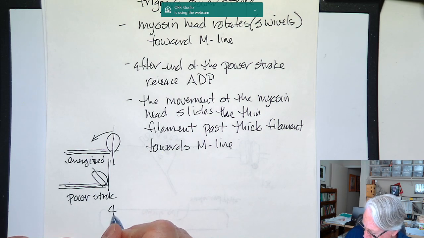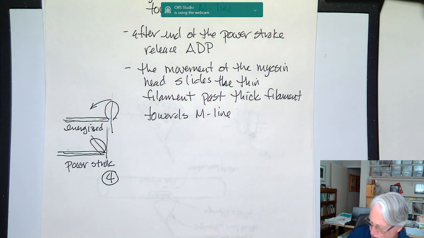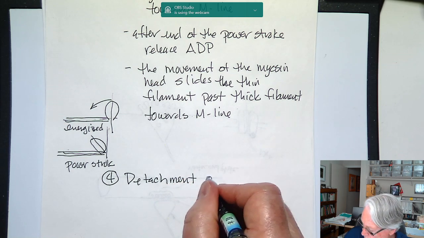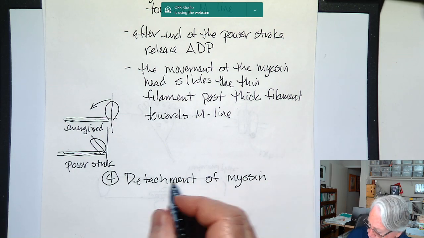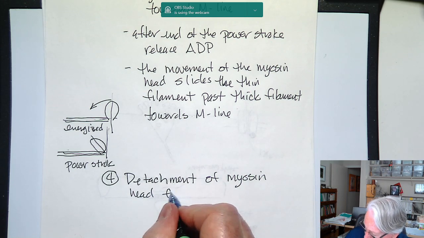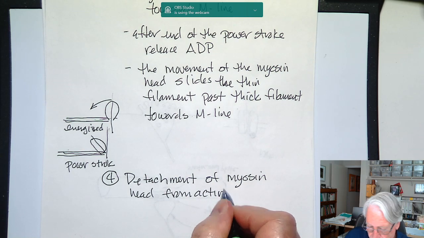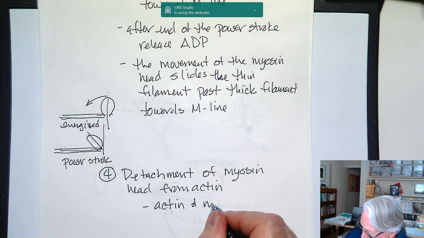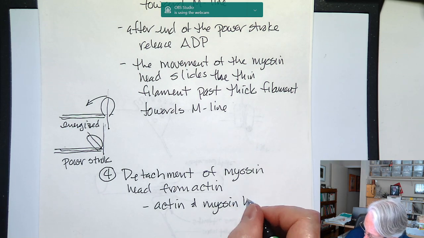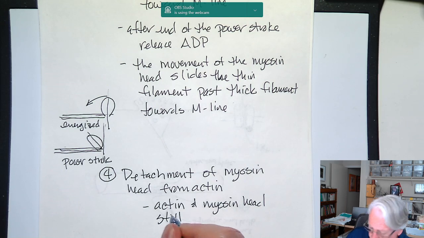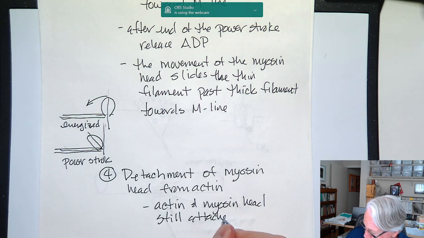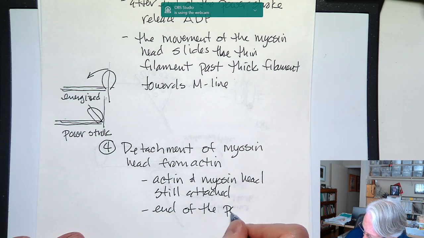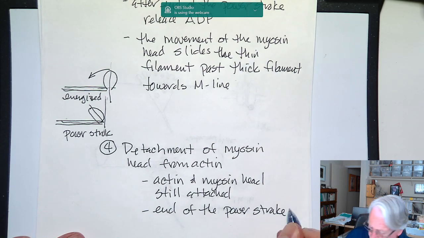Number 4. Detachment of myosin head from actin. So at this point, the actin and myosin head are still attached. And this is at the end of the power stroke. They're still connected to each other.